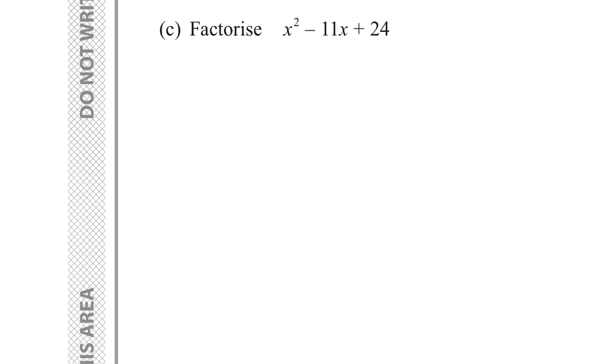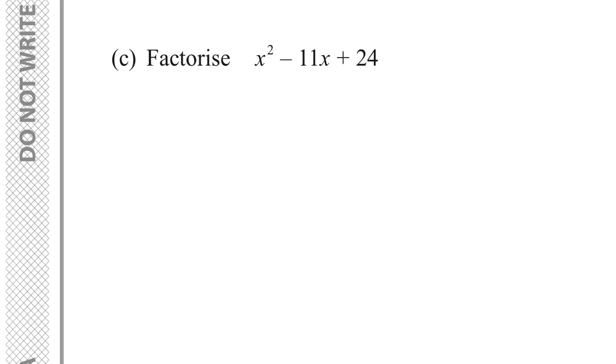Right. Next, it says factorize. Now, we know when we factorize a quadratic. This is a quadratic. Why? Because we have x to the power of 2. So, how do we factorize this? We multiply to give us 24, add to give us negative 11. Okay? We're going to have 2 brackets. We're just going to split this into factors.